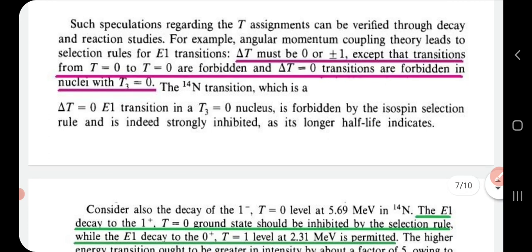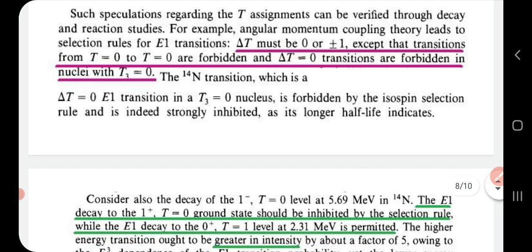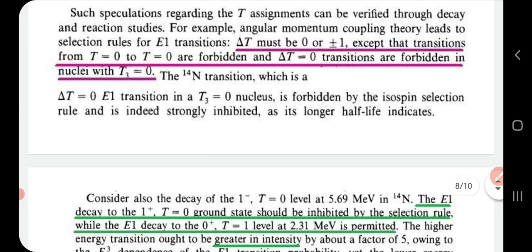Now again an example for nitrogen 14: if the transition has delta T equal to 0, then that transition is forbidden as per the selection rule in the case of nitrogen 14.